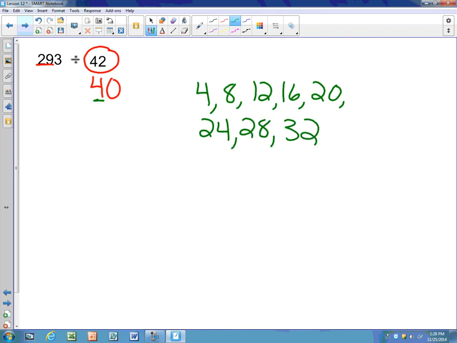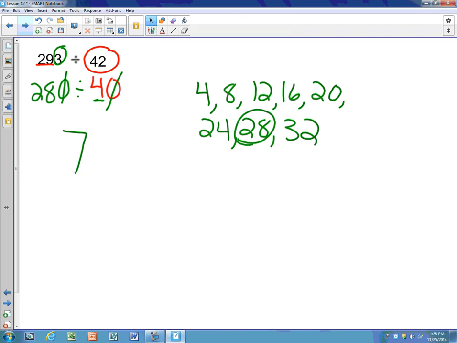I'm going to look over here. I have 29. Well, 29 is pretty close to 28. So I'm going to write 28 here. And this one digit that's left is a 0. I use my 0 rule, and 28 divided by 4 is 7.